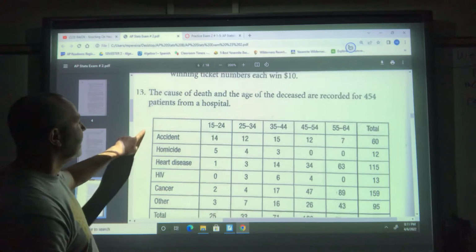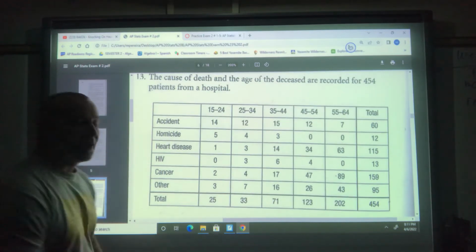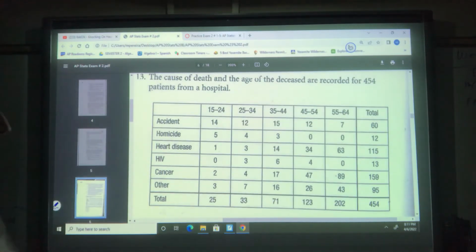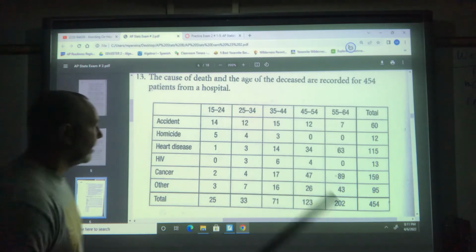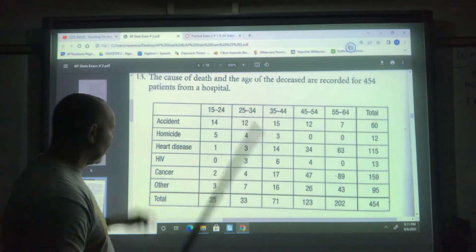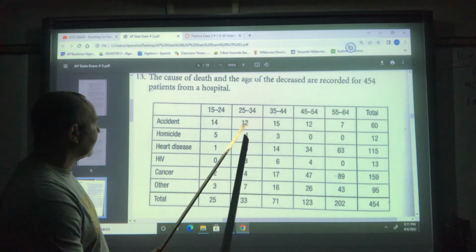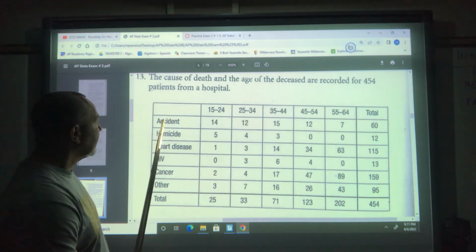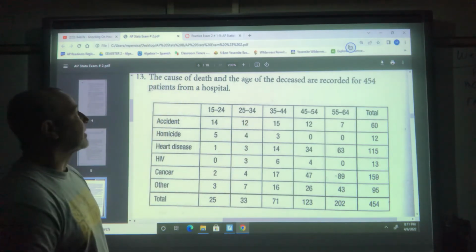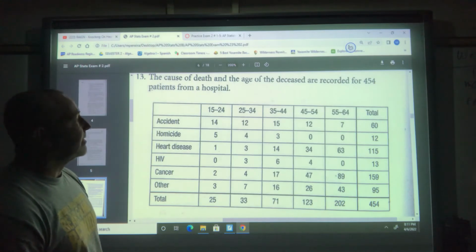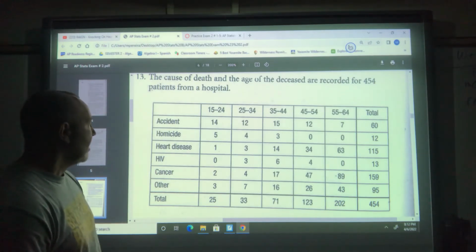All right, 13 is a good one. It's probability, and it's been a long time for this one here. So we have our chart here, and remember that 12 represents people who, let's go to the beginning here, sorry. Cause of death and age of the deceased are recorded for these patients.